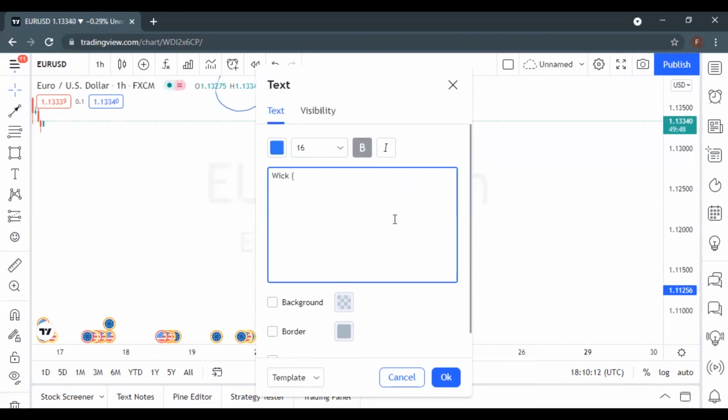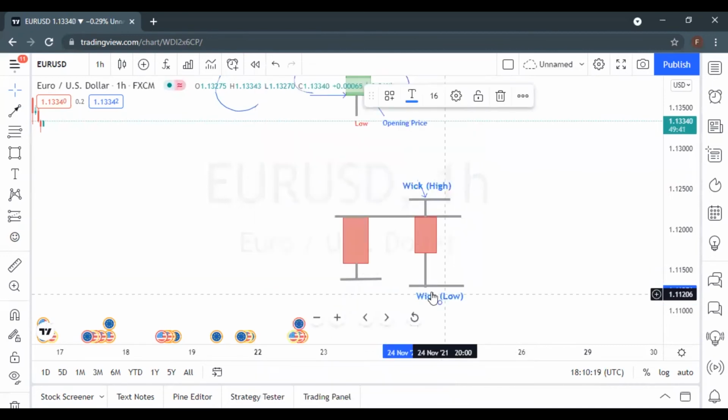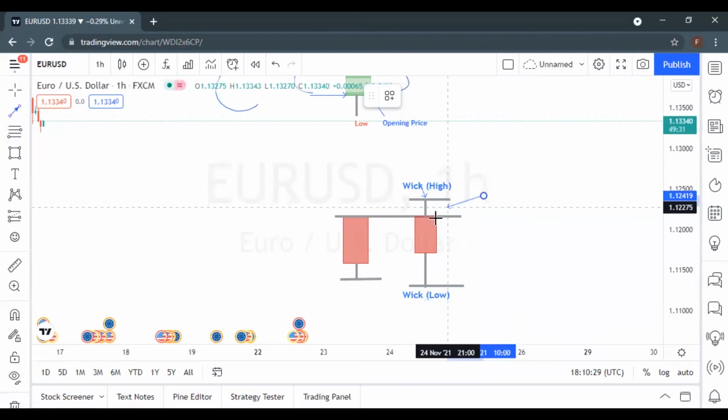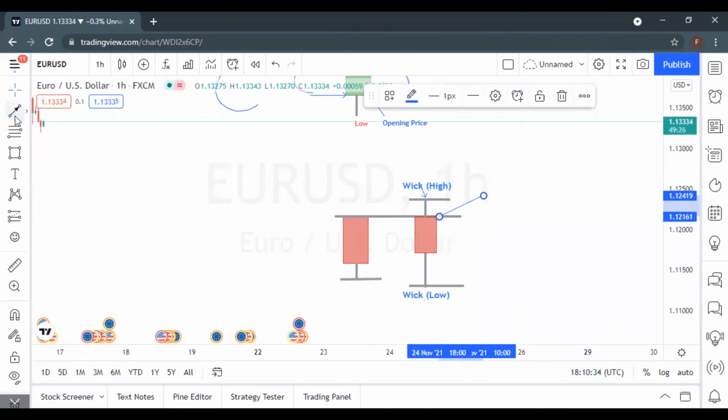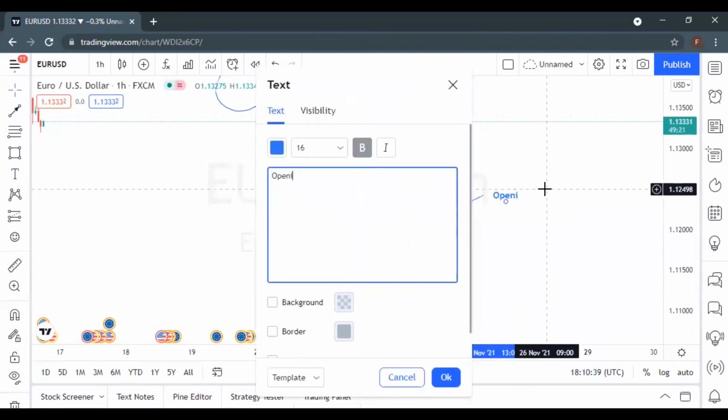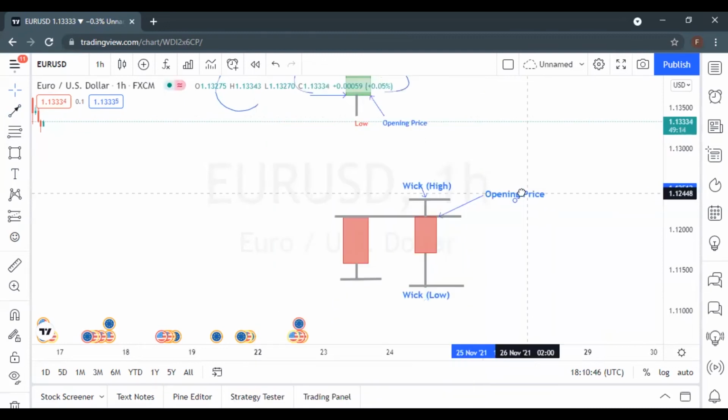Then this will form our lowest point. So it will be a low, like this. Then we are going to have our opening price. So this is our opening price right here. So we are going to say opening price.